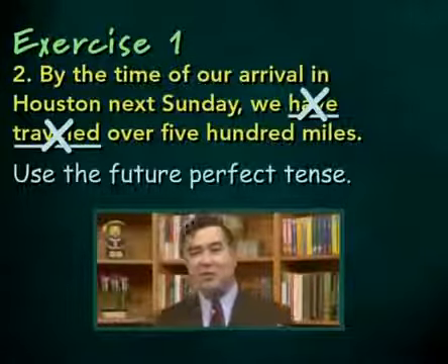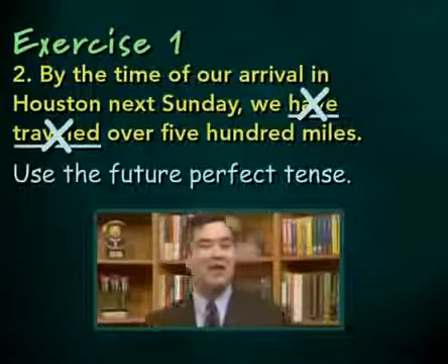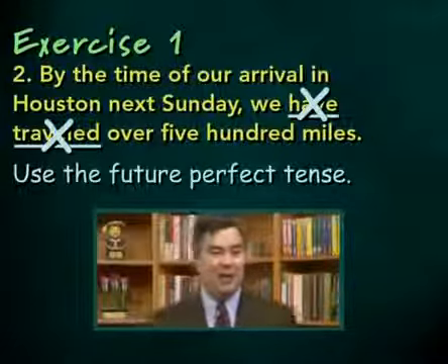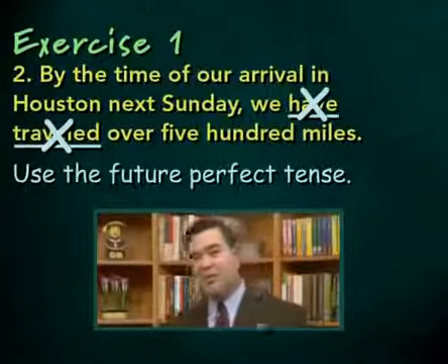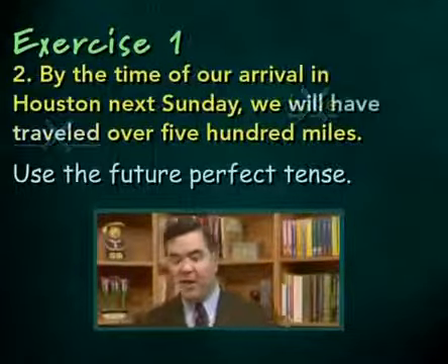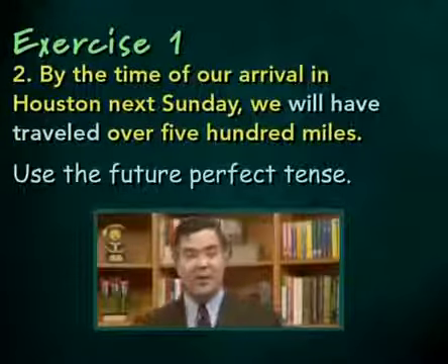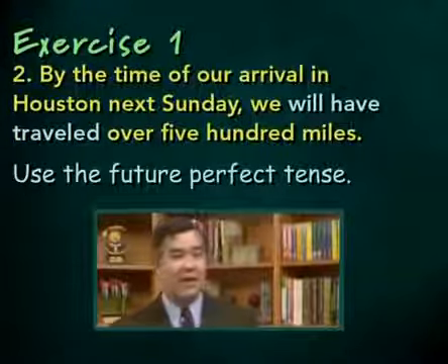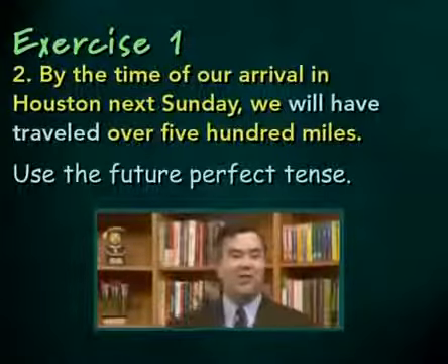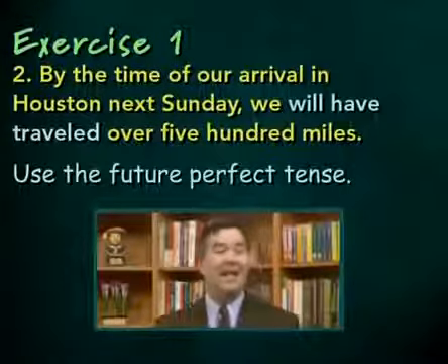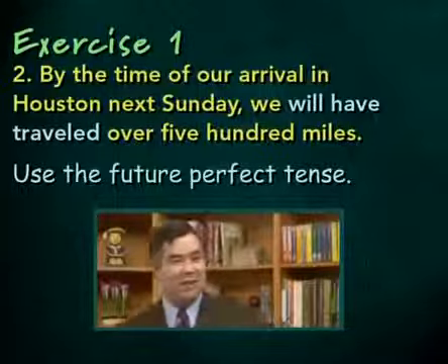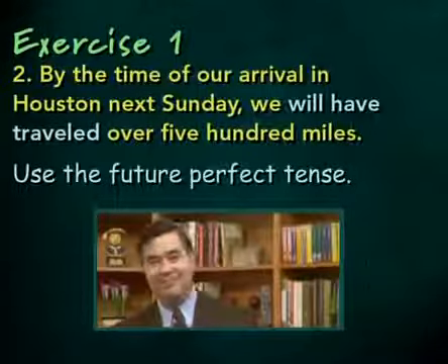And remember, the future perfect tense is formed by using will have as the helping verbs. So the proper form for this underlined verb would be will have traveled. And the sentence would then read, by the time of our arrival in Houston next Sunday, we will have traveled over 500 miles. And that lays out the sequence of the two events in this sentence quite clearly.